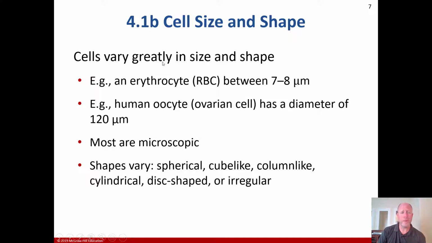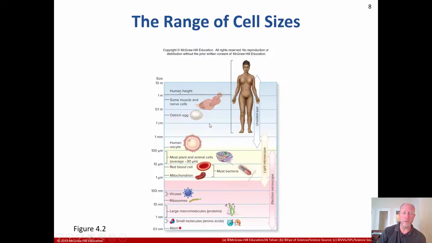For cell size and shape, cells certainly vary greatly in their size and their shape, not just between cells of different types, but within people to some extent. That said, an erythrocyte or red blood cell is between 7 to 8 micrometers, whereas a human oocyte or ovarian cell has a diameter of about 120 micrometers. Most cells are microscopic. Shapes can vary: spherical, cube-like, column-like, cylindrical, disc-shaped, or irregular.